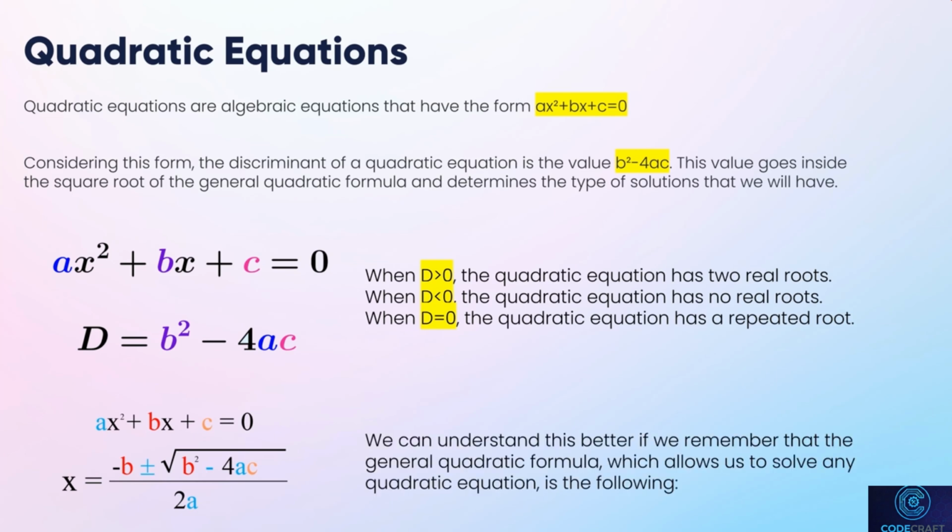Then we have this general formula which allows us to solve any quadratic equation. It is the following: x equals minus b plus and minus radical b squared minus 4ac over 2a.